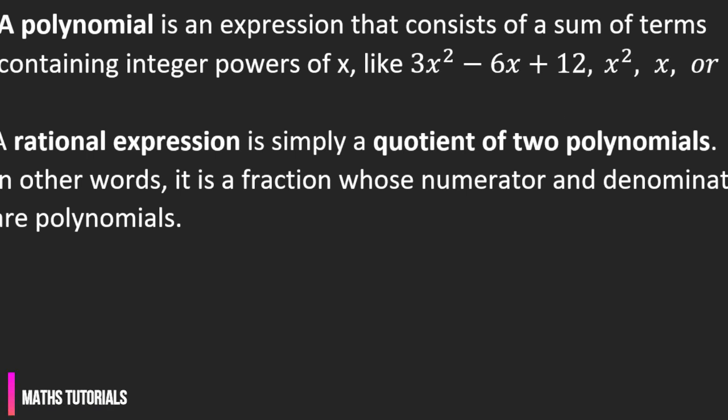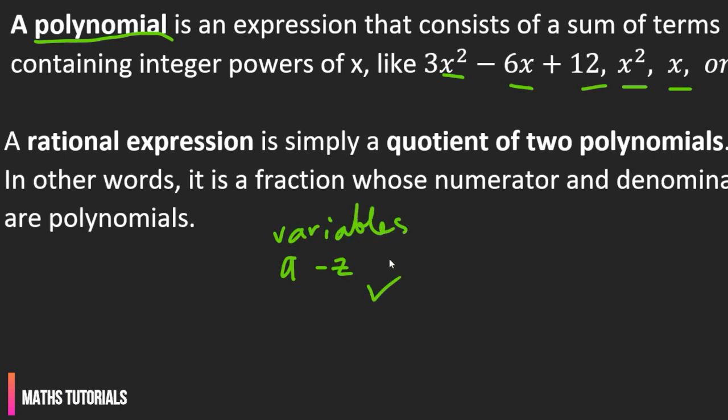Alright, so we'll be discussing a polynomial and what is a rational expression. A polynomial is an expression that consists of a sum of terms containing integer powers of x, like 3x squared minus 3x plus 12, x squared, x, or any given constant, let's say for example 1, among others. And please take note that not all polynomials are expressed in terms of x only, but rather other polynomials can be expressed using other variables such as a to z.